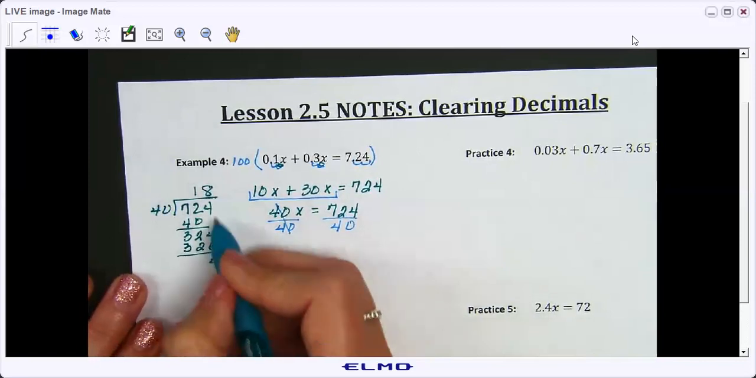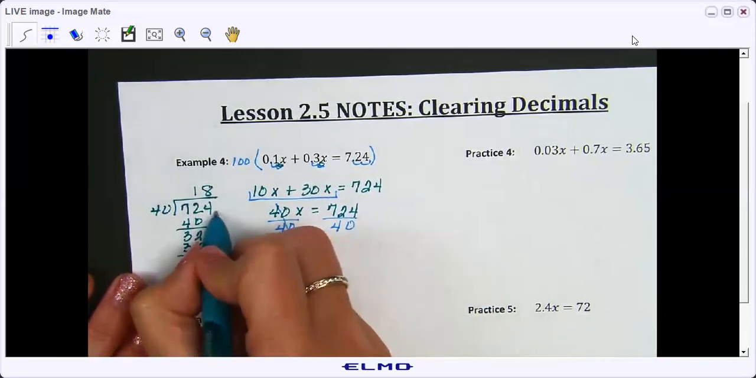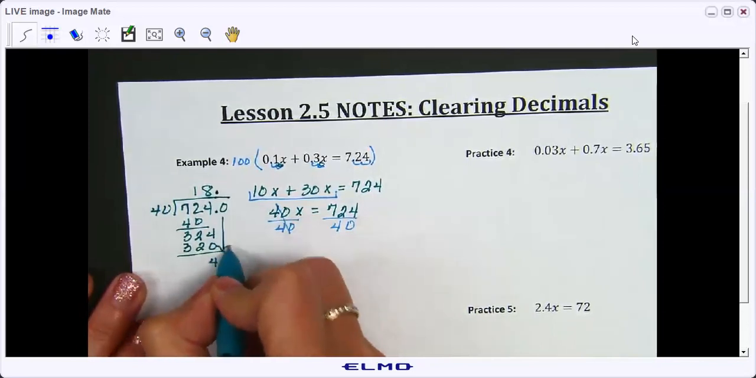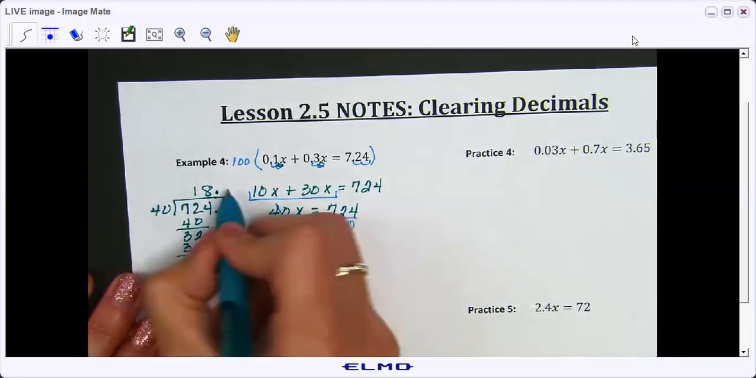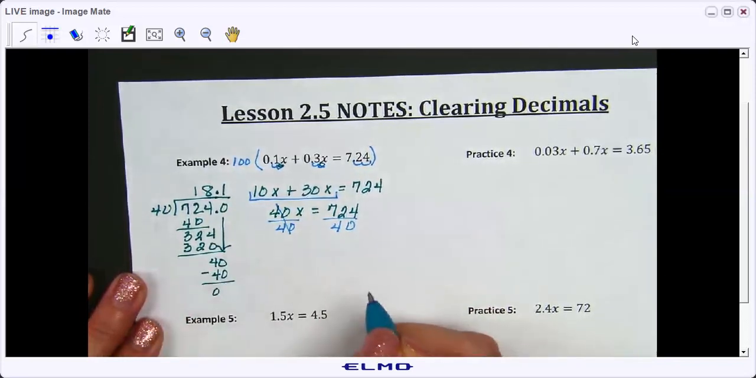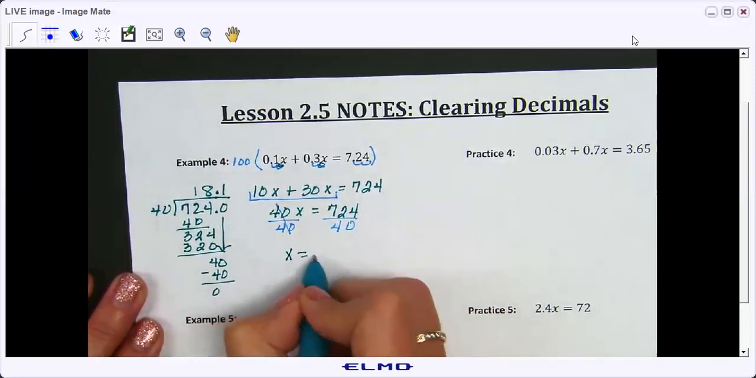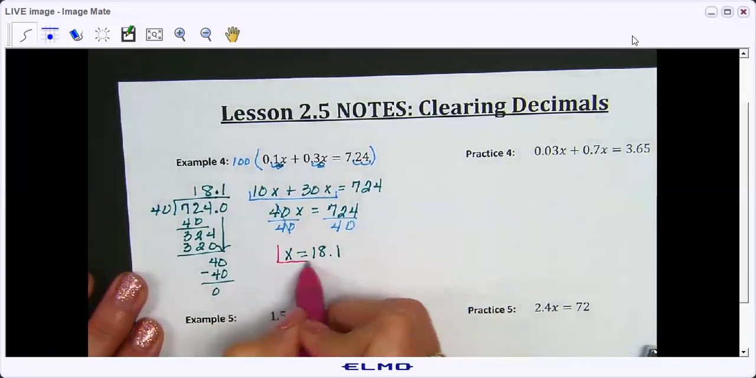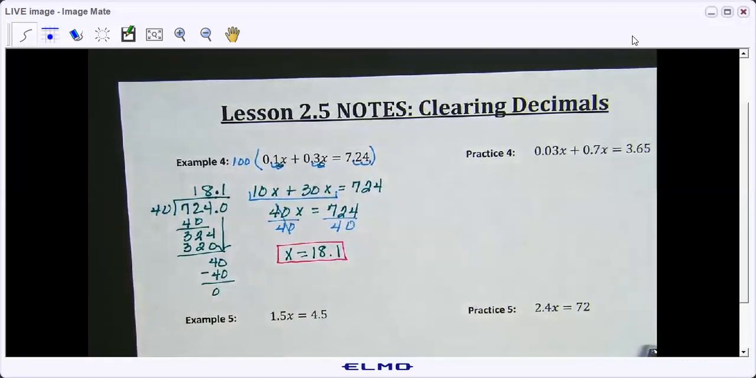Now, I've run out of numbers up here, so I'm going to add a decimal and a 0, and I'm going to bring my decimal up and my 0 down, and 40 goes into 40 one time. So my answer here is that x equals 18.1. So that's solving by clearing your decimal. Are there any questions about what I did?